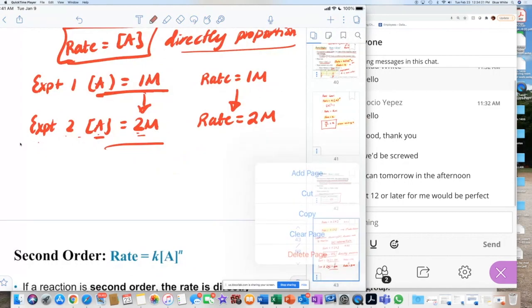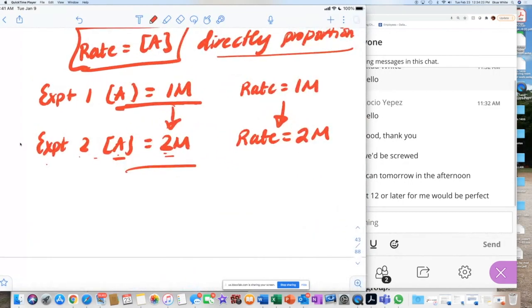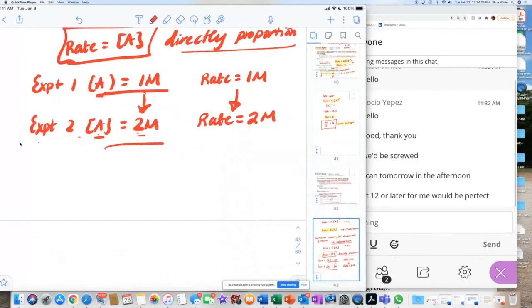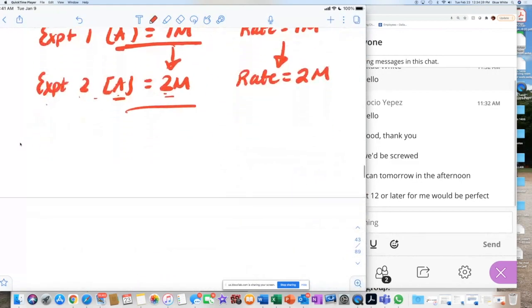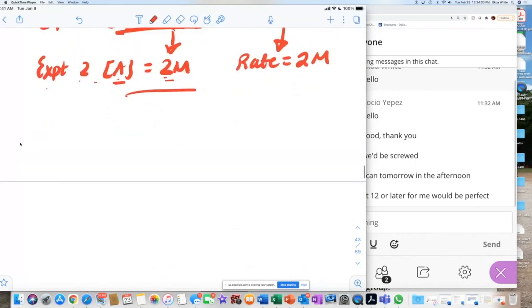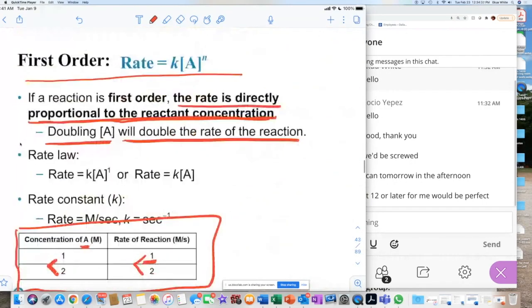Remember that rate law? If they ask you to find the rate law, the rate law always has this formula. Anyway, so now let's look at the second order. Let me make sure I've covered all the things that we need to know.